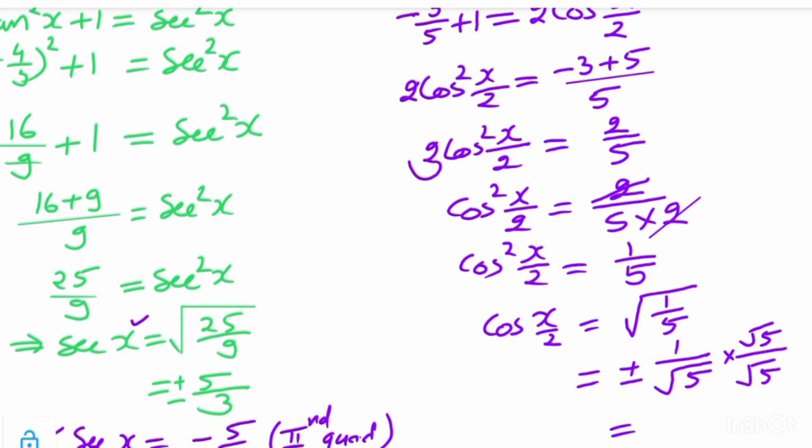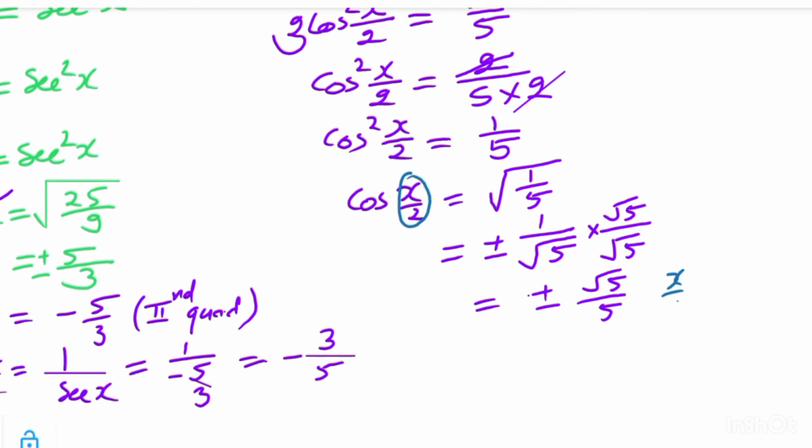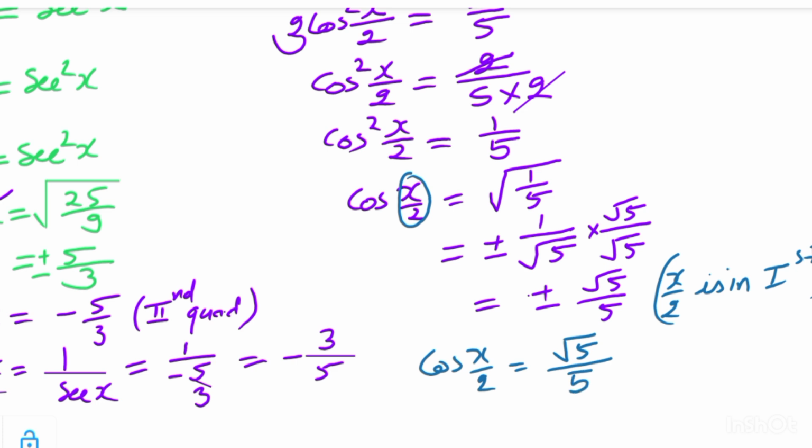So this will be equal to plus minus root 5 by 5. Now x by 2 is in first quadrant, right? x by 2 is in first quadrant, and in first quadrant all the values are positive. So cos x by 2 will be square root of 5 divided by 5. This is the value of cos x by 2, right?